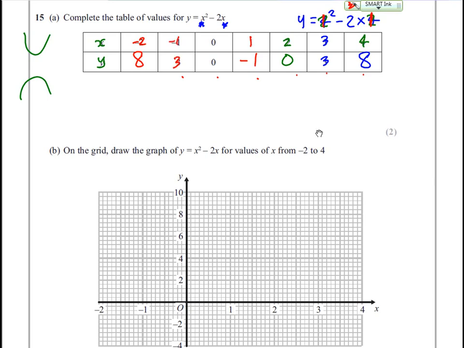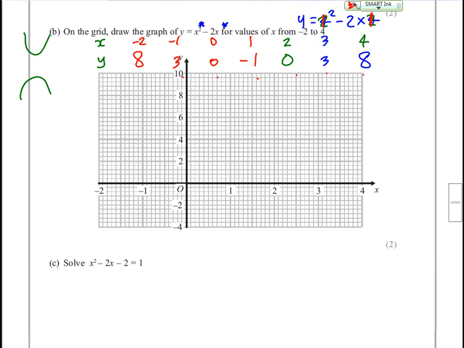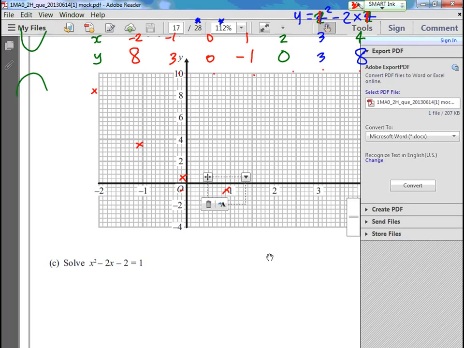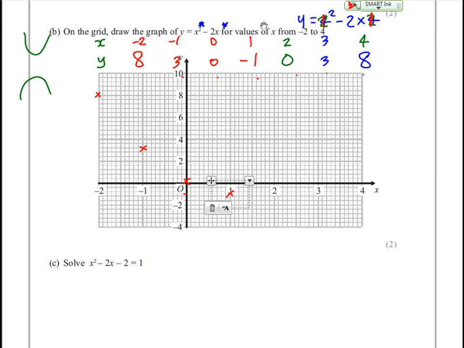So I'm just going to write these on so when I scroll down we can still see them. And we want to plot these values now. Okay, so x is minus 2, y is 8. There you go. Minus 1 and 3, halfway between 2 and 4. For 0, 0. 1, minus 1, halfway between 0 and 2, just there, maybe a little bit higher. It's hard to be very accurate with this software. Next one, 2 and 0. Next one, 4, 8.